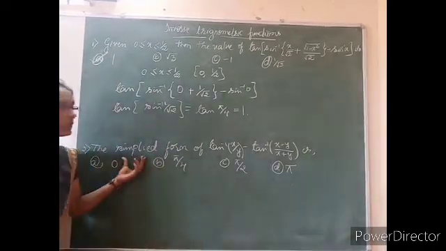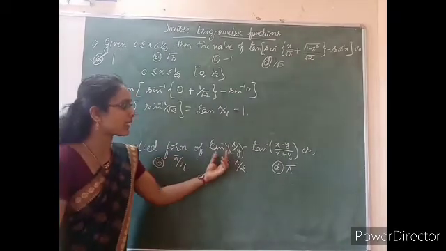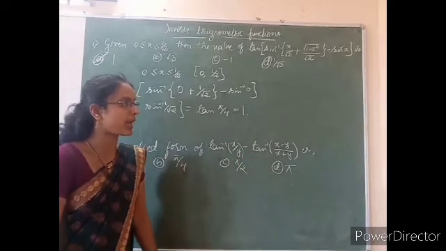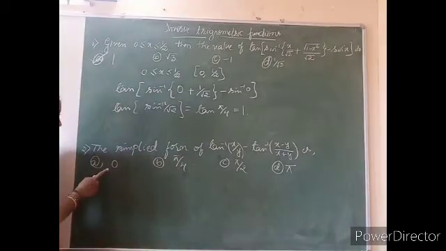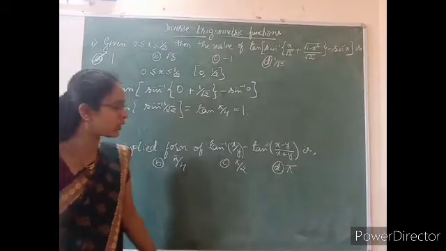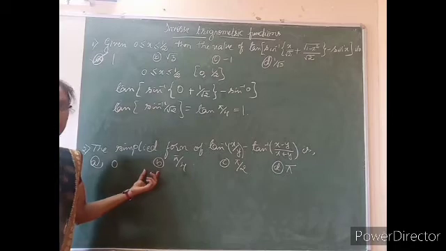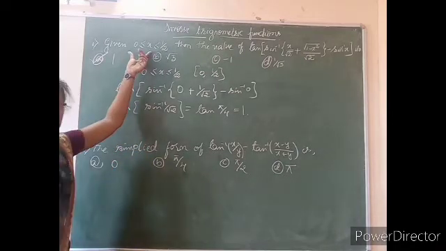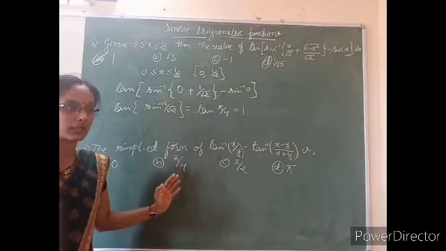And directly move to the second one. The simplified form of tan inverse of x by y minus tan inverse of x minus y divided by x plus y is. And these are the options: 0, pi by 4, pi by 2 and pi. One of these will be the simplified form of the given expression. Note that in the previous problem the domain was given, but in this case a particular domain is not given.